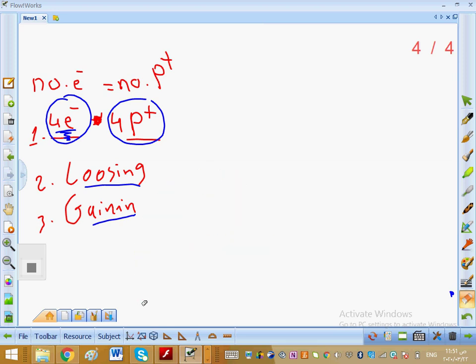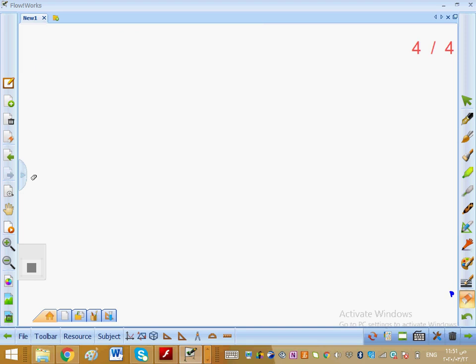So up to here we finished the first lesson in this unit about atoms. Then the second lesson in this unit continues with conductors and insulators, I mean electric conductors and electric insulators, then electric circuits.